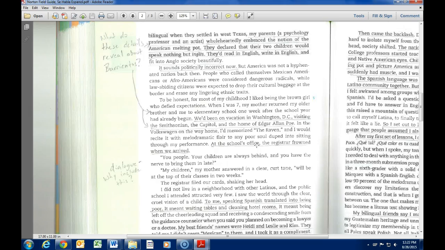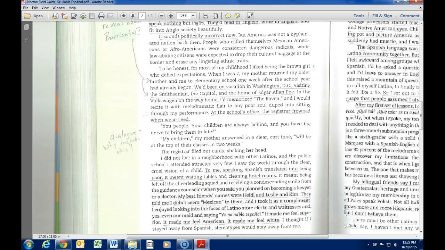Also, the dialogue here. This detail: We'd been on vacation in Washington, D.C., visiting the Smithsonian, the Capitol, and the home of Edgar Allan Poe. In the Volkswagen on the way home, I'd memorized The Raven, and this happened when she was 7. And I would recite it with melodramatic flair to any poor soul duped into sitting through my performance. If you've ever read The Raven or tried to memorize a poem, and that one is especially long, you know how difficult that is. And here she is at 7 doing those things, right?